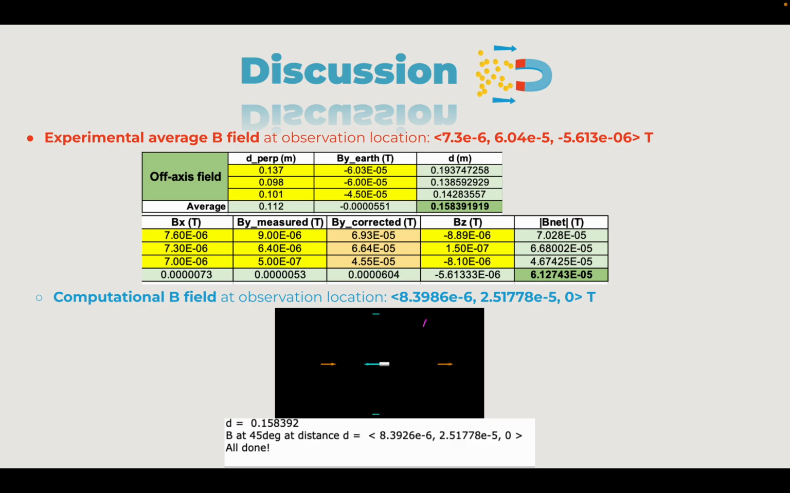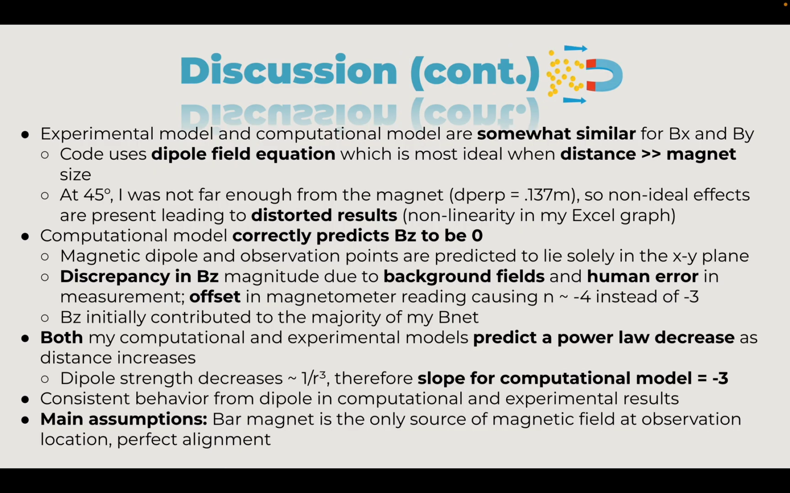And then you can see how my computational values and experimental values ended up. My Bx and By aren't too far from each other, actually, which was surprising. But as you can see, my Bz is where my error lies, and it was an indicator that something bad happened. That I'll talk about right now.